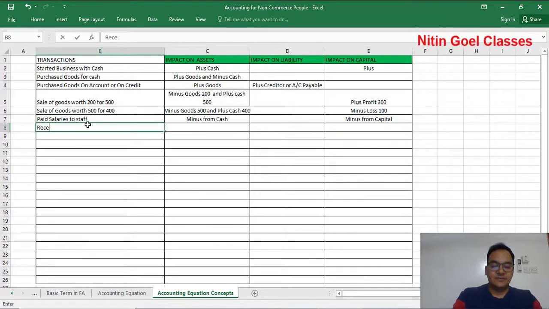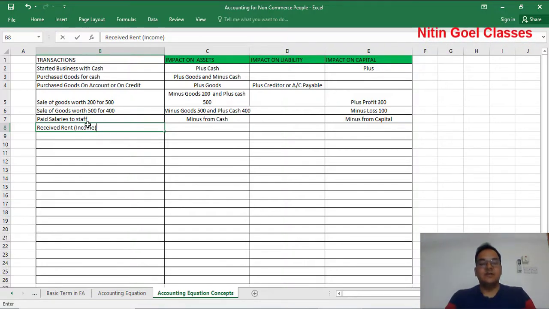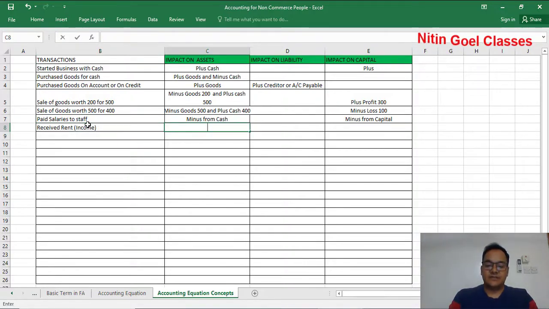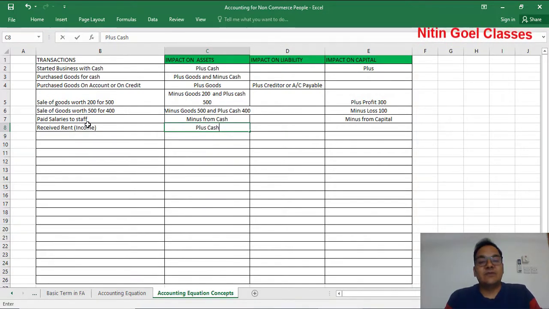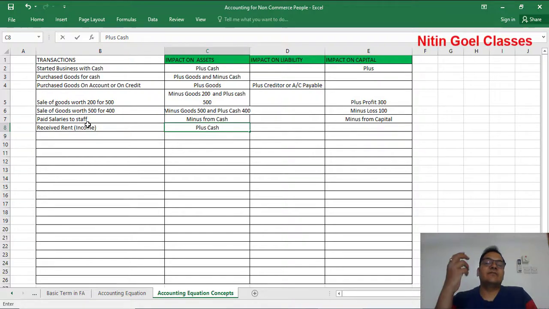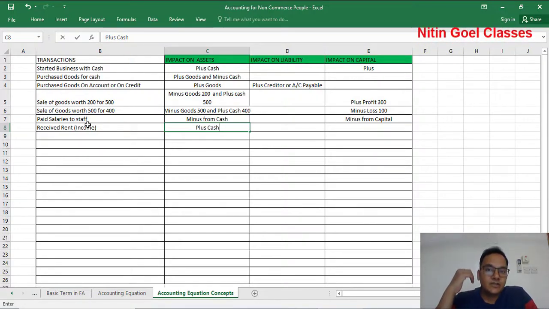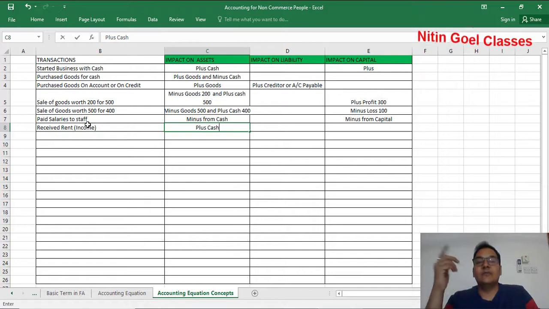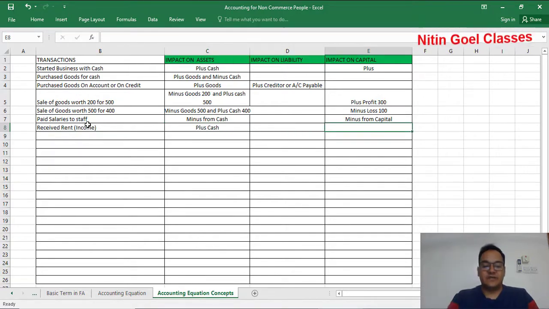Similarly, received rent. When we say rent, it is an income. If we receive anything, it's an income. So we say plus cash, definitely plus cash, or bank balance, whatever way it is coming. Simultaneously, what will happen? Impact on profit again. If we have received any income, the profit will go high, and ultimately who will get the benefit? The owner will get the benefit. So plus in capital. I hope that things are becoming a little clear and very systematic.